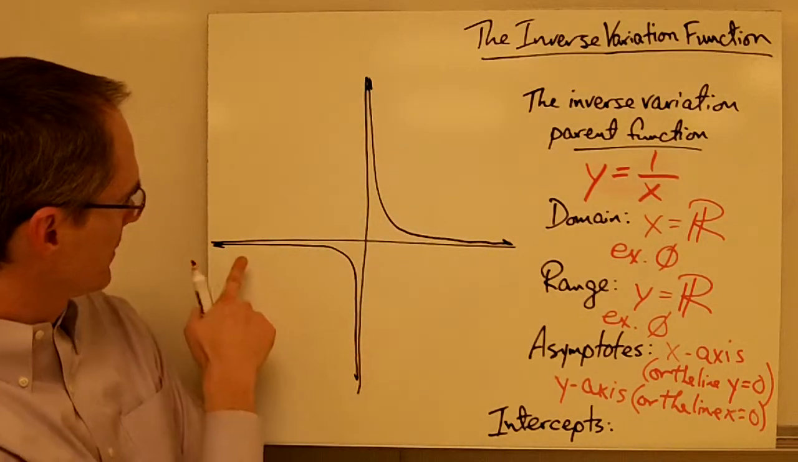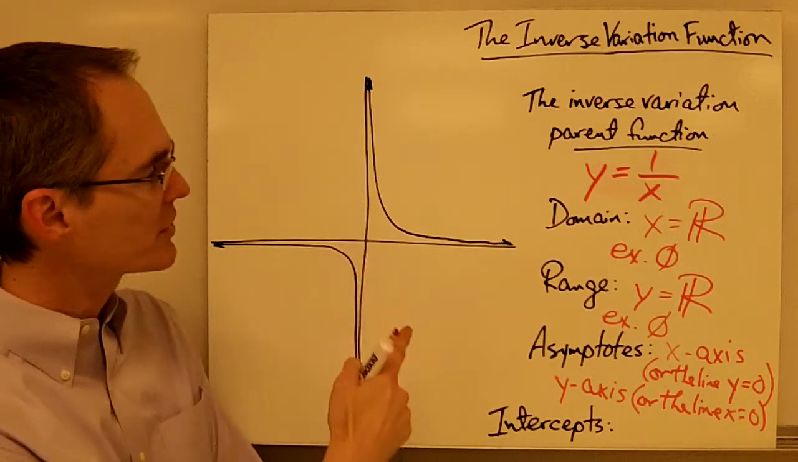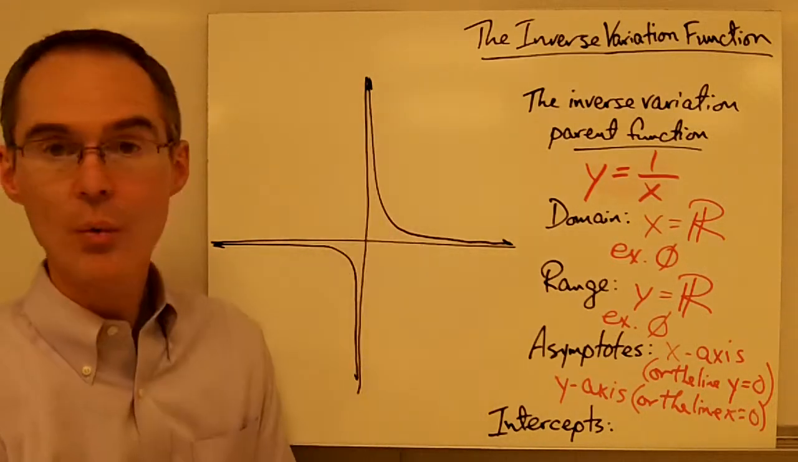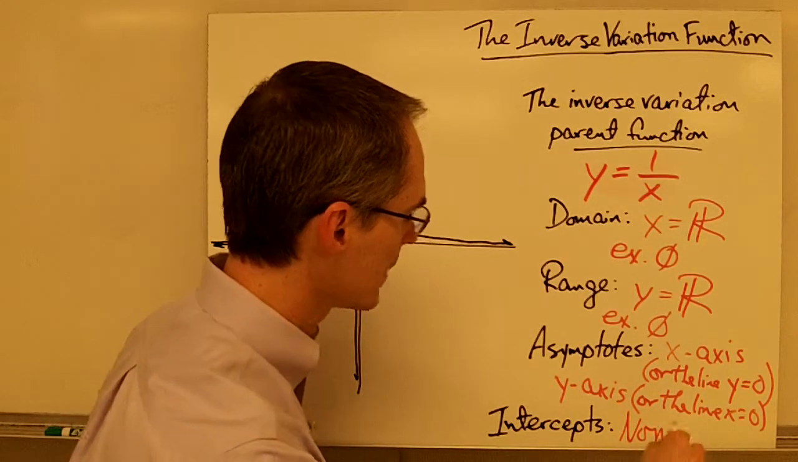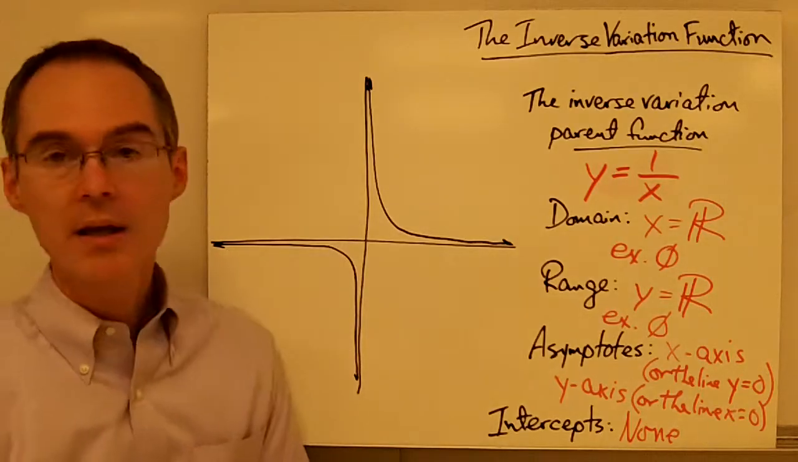Now, intercepts. Since the graph never touches either the x-axis or the y-axis, that means I don't have any intercepts. I don't have any x-intercepts, and I don't have any y-intercepts.